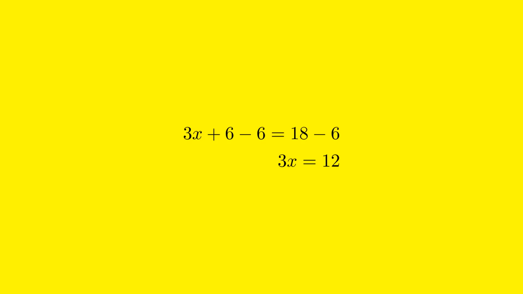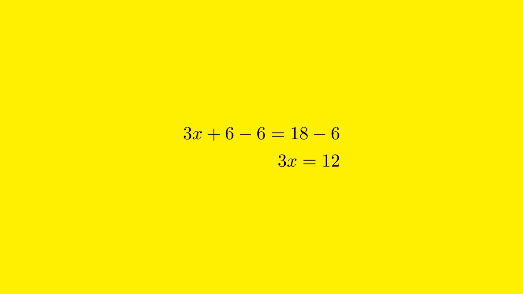Step 1. To solve the equation 3x plus 6 equals 18, the first goal is to isolate the term with the variable, which is 3x. To do this, we need to eliminate the plus 6 from the left side of the equation. We can do that by performing a subtraction operation. We subtract 6 from both sides of the equation to keep it balanced. So let's rewrite the equation by subtracting 6 from both sides.